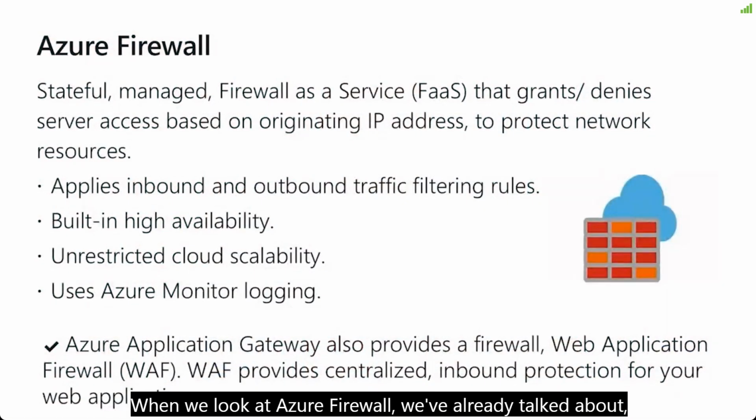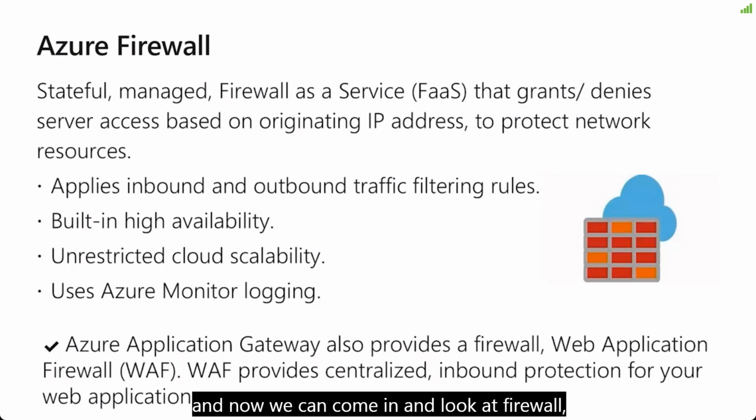When we look at Azure Firewall, we already talked about its inbound and outbound traffic filtering, what ports can come in. And now we can look at what happens inside those packets. The Azure Application Gateway has this built in for your applications behind it. So there's a couple ways inside of Azure to do this. Now folks, this is the Azure Firewall.